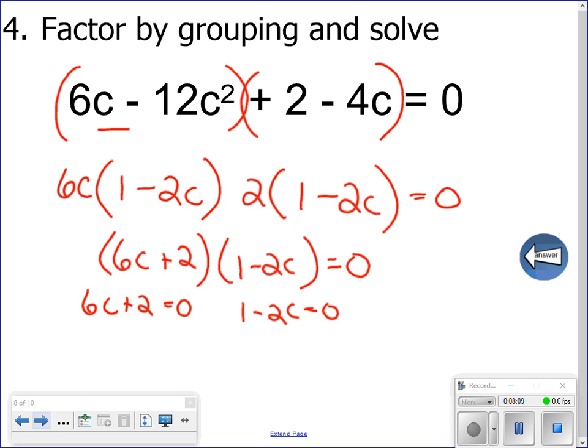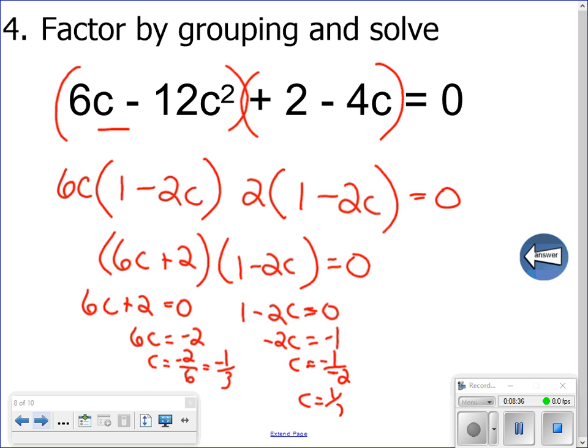Alright, and we're solving here. I subtract 2, so that would be 6c is equal to negative 2. Divide by 6 on both sides, that would be negative 2 over 6, which simplifies to negative 1/3. Again, do the same thing here, subtract 1 on both sides, so that gives me negative 2c equals negative 1. Divide by negative 2, that gives me negative 1 over negative 2. And negative 1 over negative 2 is the same thing as positive 1/2. So our solution for this one would be negative 1/3 and positive 1/2.